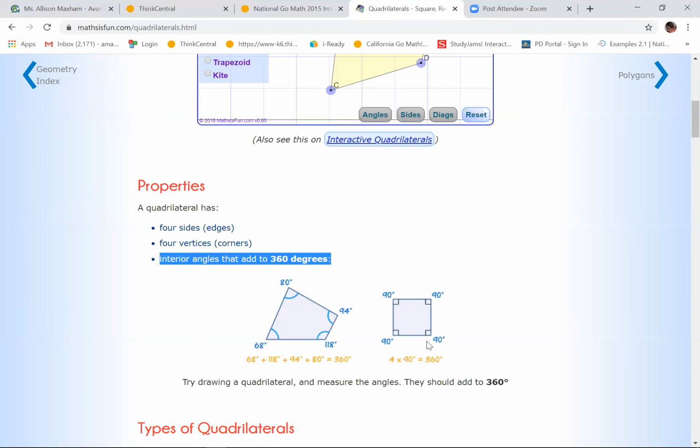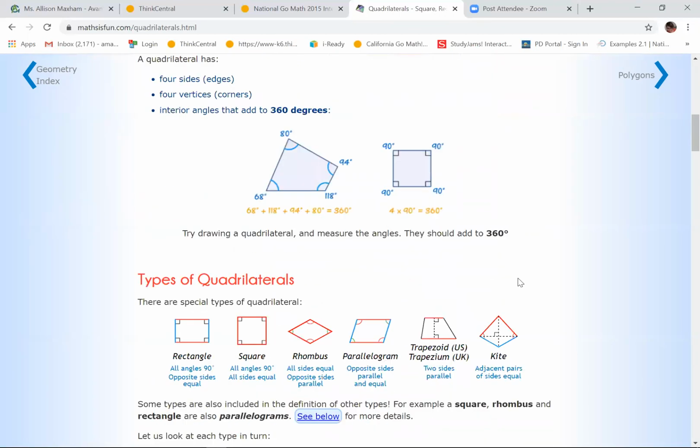And look at this. This is a square, or a rectangle, and it also has all 90-degree angles. 90 times 4. Well, I know 9 times 4 is 36. So 9 tens times 4 will be 36 tens. So yeah, they all add up to 360 degrees.